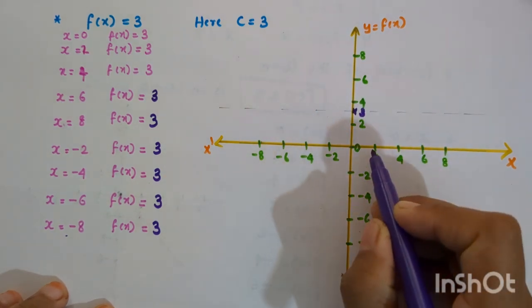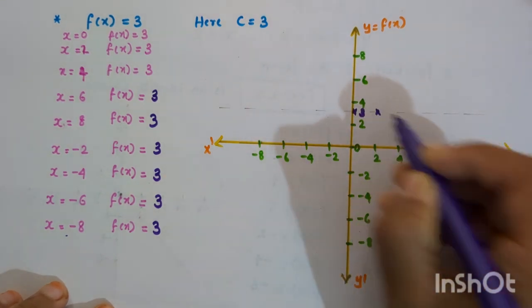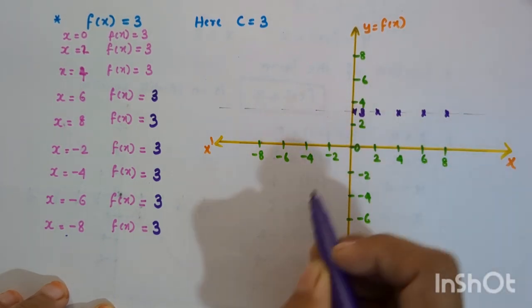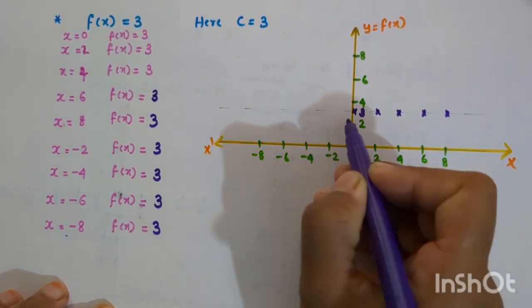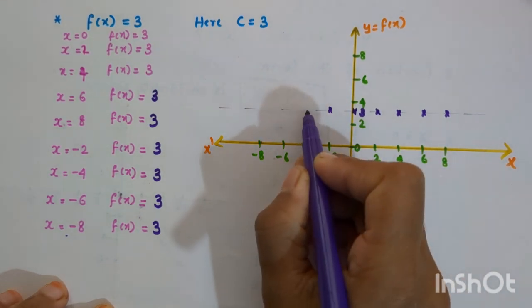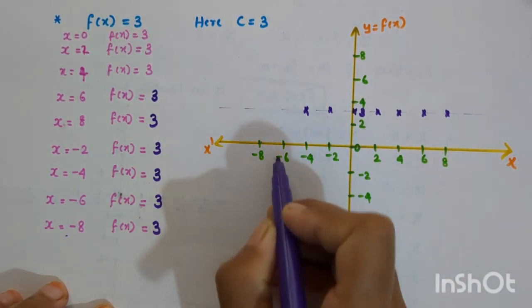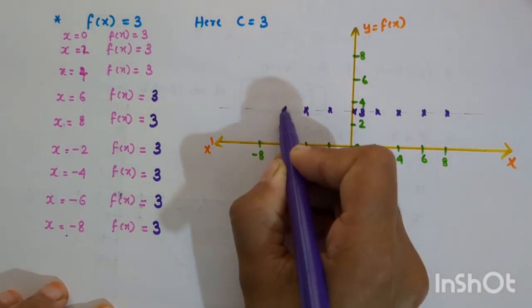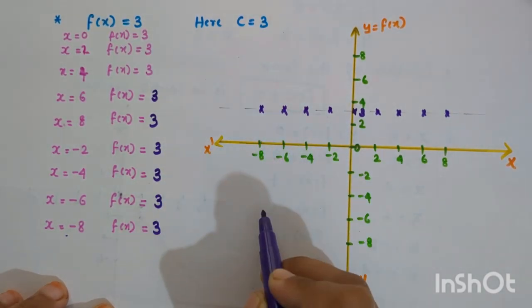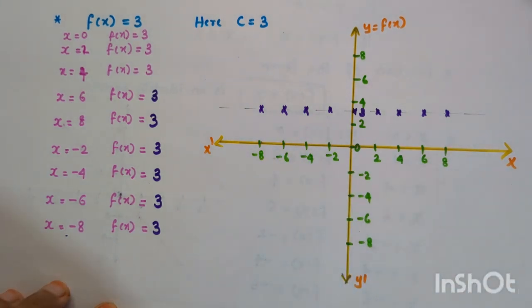Now when x is equal to 2, we have y value 3. When x is equal to 4, 6, 8, we have 3. When x is equal to minus 2, minus 4, minus 6, minus 8, we have f of x as 3. So we are getting so many points here.